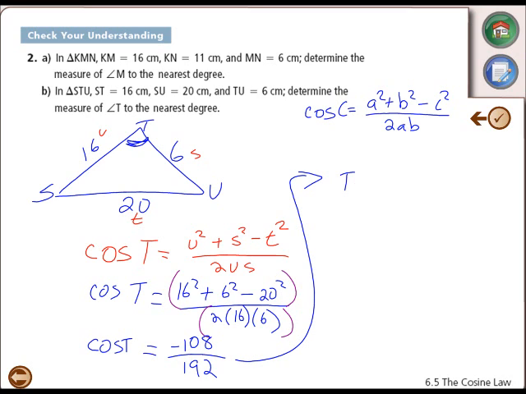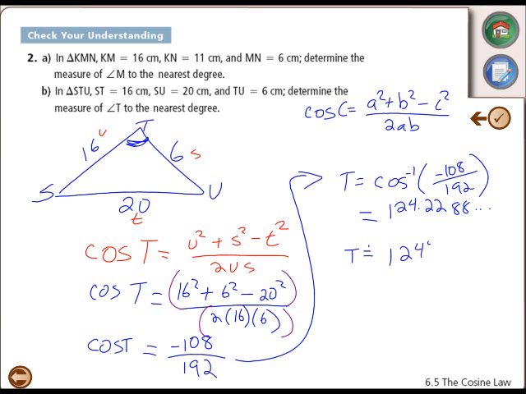And then I'm going to do my inverse cosine of negative 108 over 192. A little bit safer this way. Punch it in, and we get 124.2288 dot dot dot. T is equal to approximately 124 degrees. Decide which way you like better. Do you like starting with the new formula, which you're going to have to remember, or plug it into the other formula and then just algebraically solve each time?